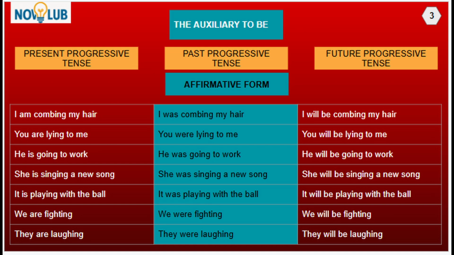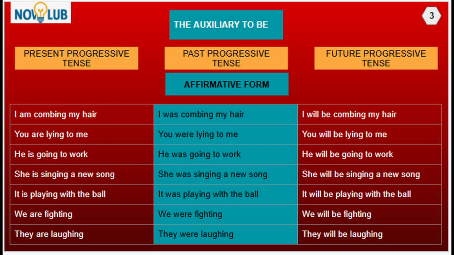Future progressive tense: I will be combing my hair. You will be lying to me. He will be going to work. She will be singing a new song. It will be playing with a ball. We'll be fighting. They will be laughing. This shows the action that will be happening in what? In future. That is called future progressive tense.